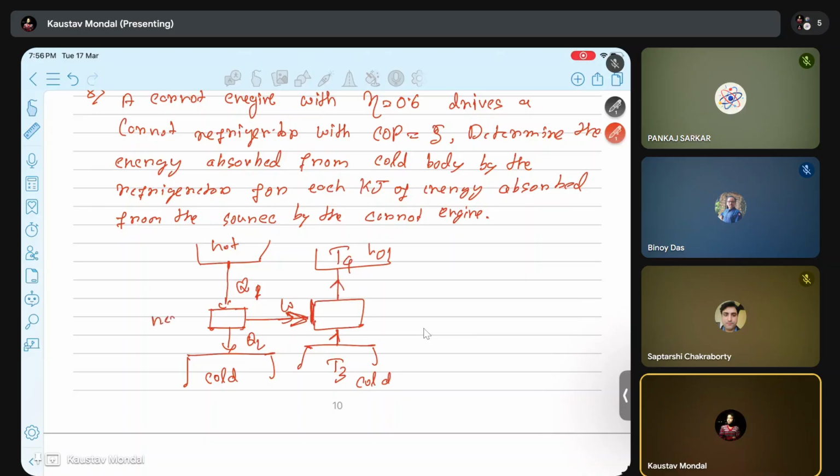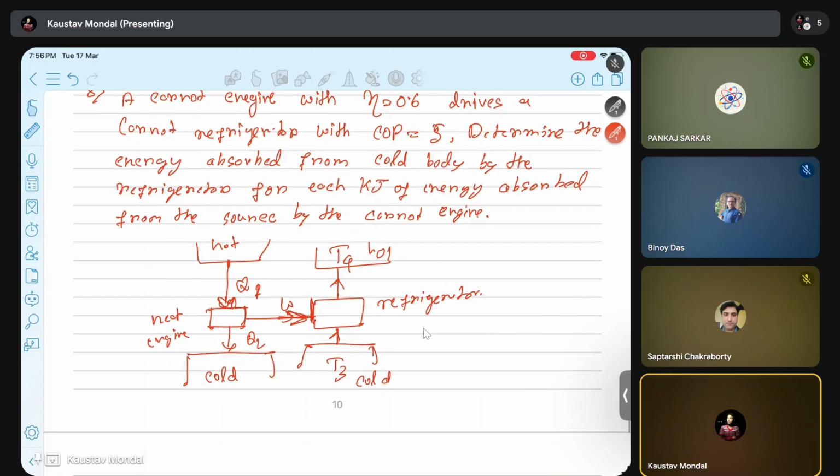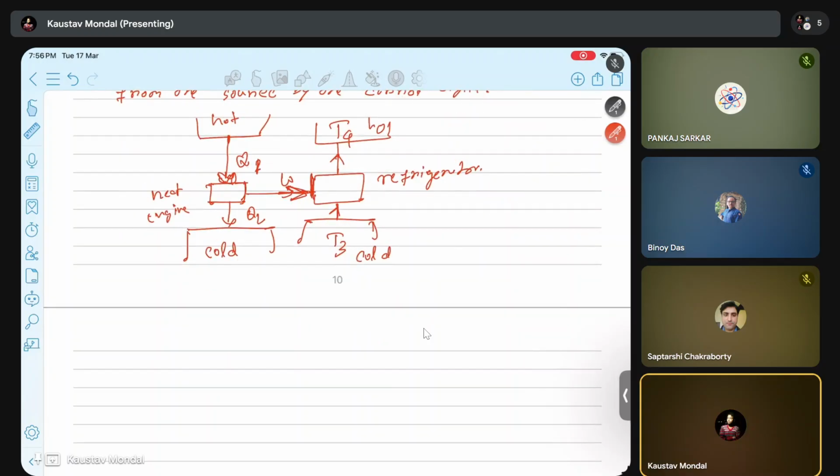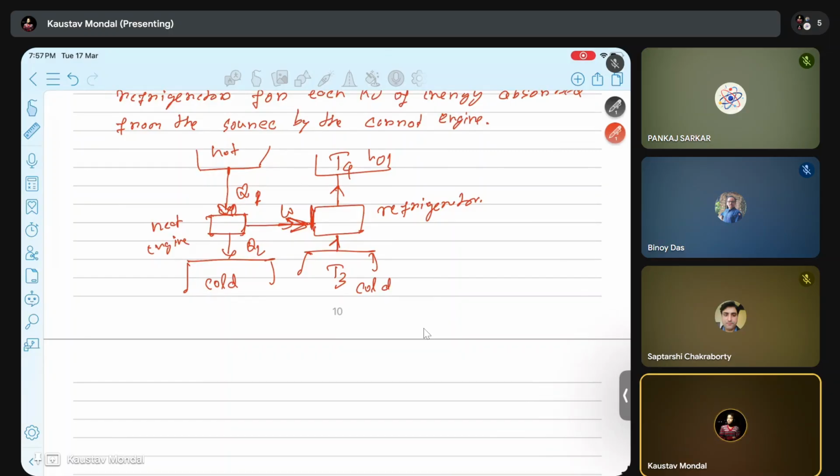This is the heat engine here, and here it is the refrigerator. Whatever work done is pulled out from this heat engine is used in the refrigerator, which helps the heat to pull out from cold to hot. Now for this case, you have to calculate the energy absorbed at the cold body. To do that, first you have to calculate W, which is used as a work input into the refrigerator.